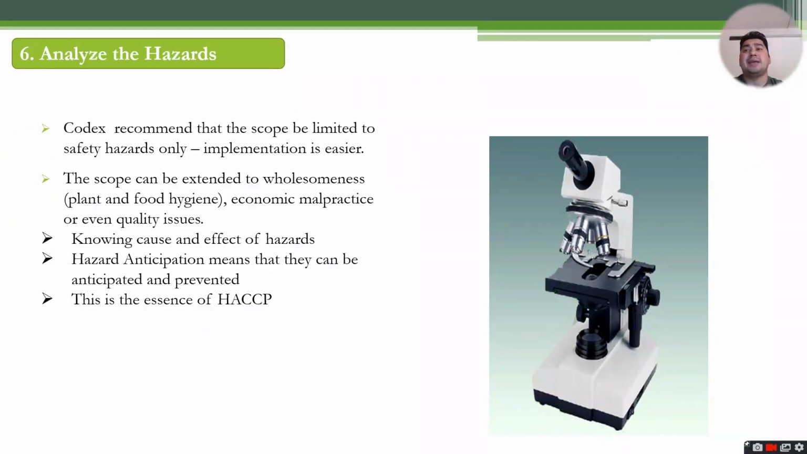Now, how can you analyze the hazards? Codex recommends that the scope be limited to safety hazards only, as implementation is easier. The scope can be extended to wholesomeness, economic malpractices, or even quality issues. Knowing the cause and effect of hazards, hazard anticipation means that they can be anticipated and prevented. So this is the essence of hazard.